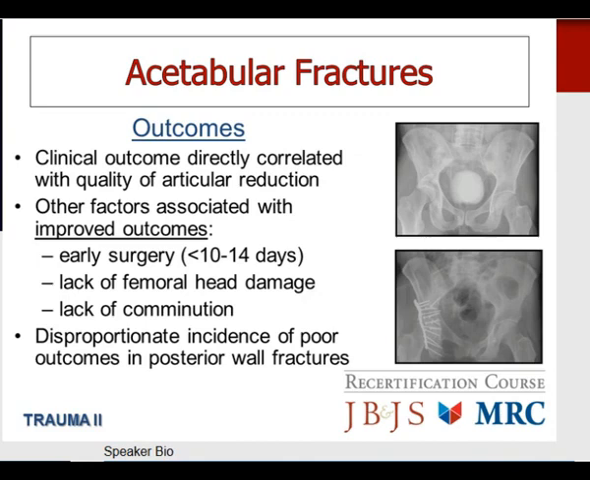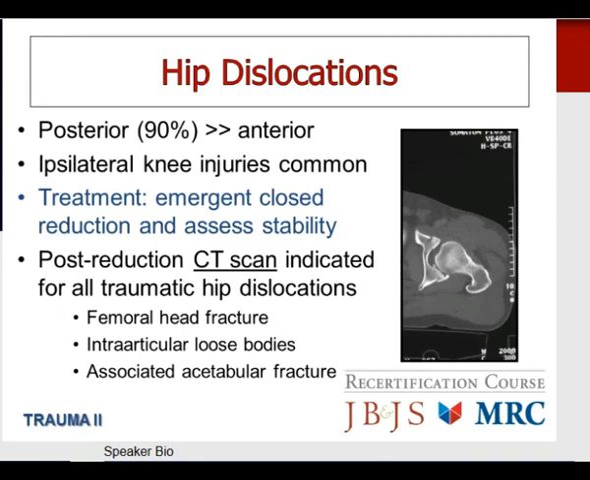the fracture. And you should be aware in the literature that there is a disproportionate incidence of quite poor outcomes in posterior wall fractures. This is believed to be due to the fact that many of these fractures are quite comminuted, associated with marginal impaction of the posterior wall, as well as the possibility of shear chondral injury to the femoral head.